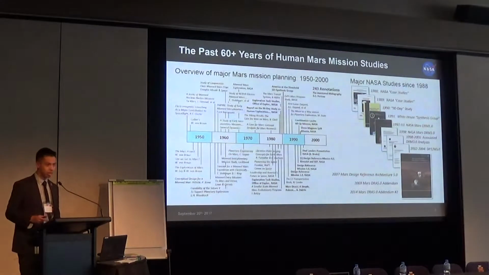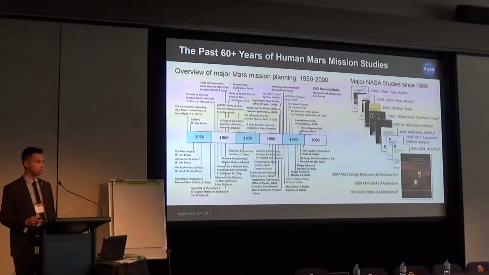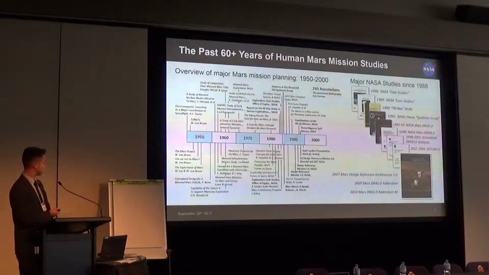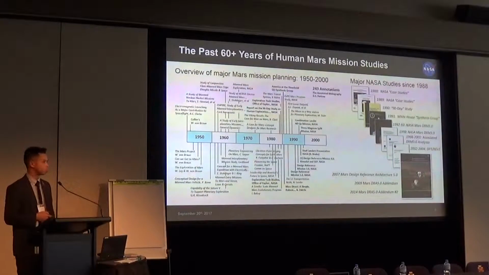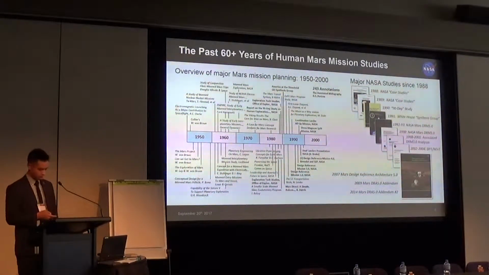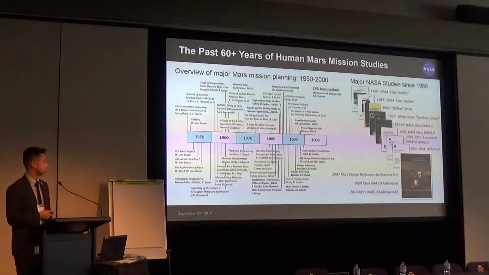We've actually been studying how to send humans to Mars for over 60 years. Rob mentioned last night Wernher von Braun's Mars project. Back in the day, Arthur C. Clarke came up with some concepts. There was a lot of activity in the early 90s at the Case for Mars workshops, which were run by university students. And then in 1988, a lot of activity began at NASA when Bush Sr. announced the Space Exploration Initiative.